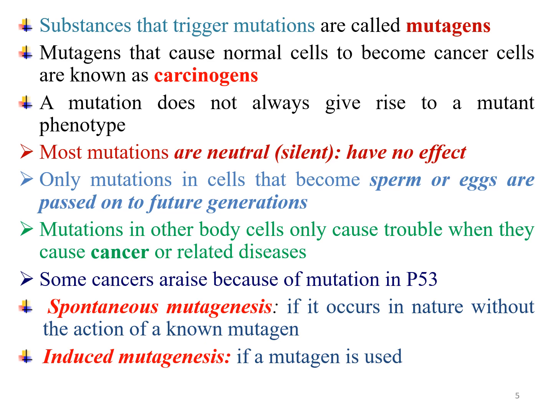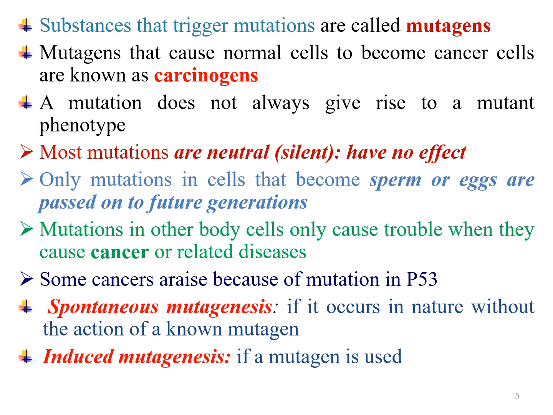Mutation does not always give rise to a mutant phenotype, and most mutations are neutral or silent and have no effect on our body. Therefore, not every mutation causes disease, and some mutations may be neutral or silent. Only mutations in cells that become sperm or egg cells are passed on to future generations. This means that only mutations occurring in meiosis are inheritable.